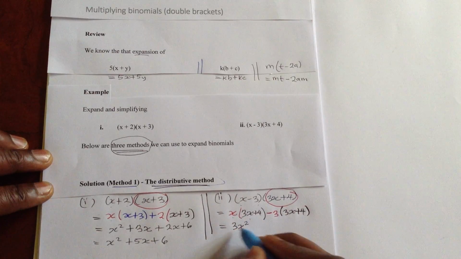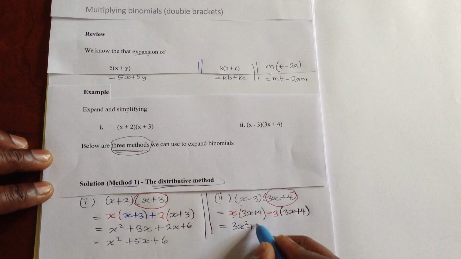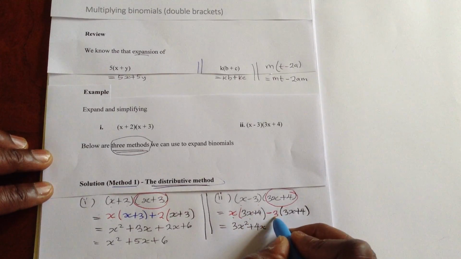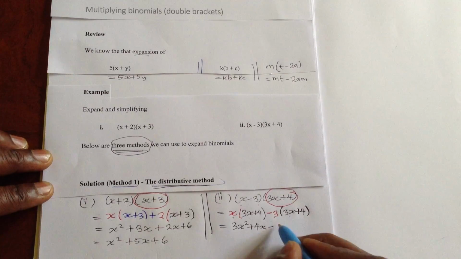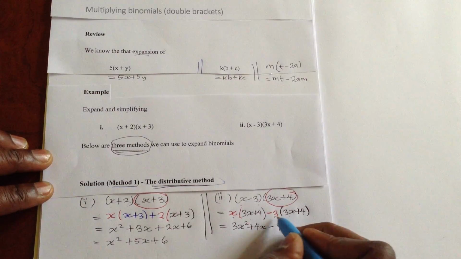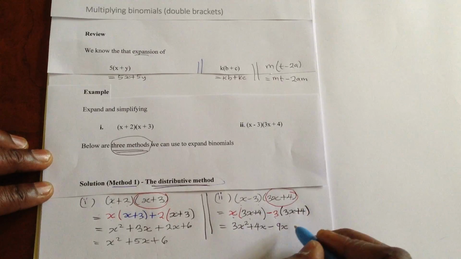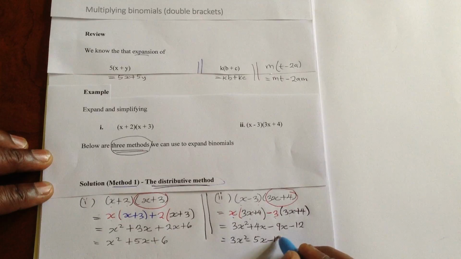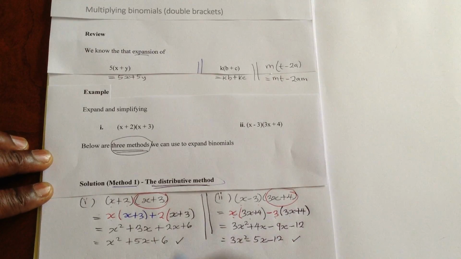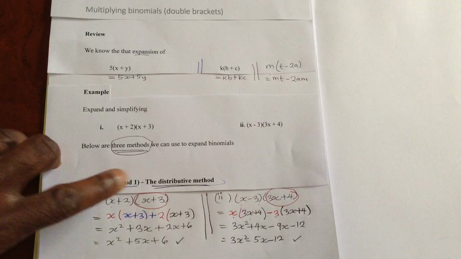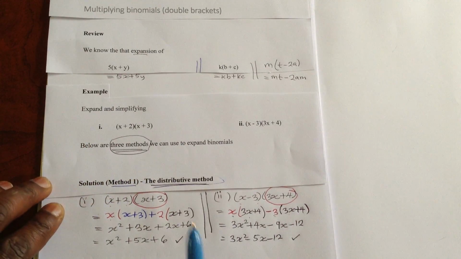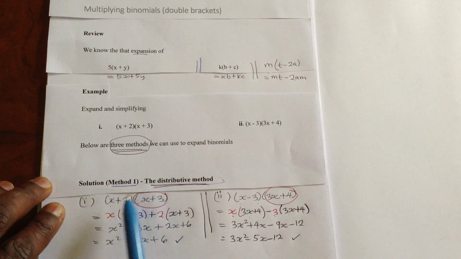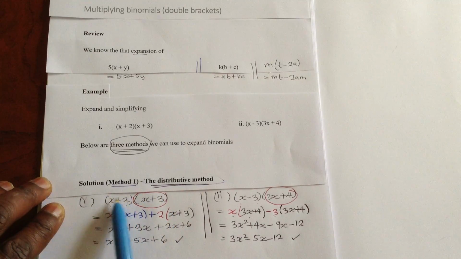x times 3x will give me 3x squared. x times 4 will give me 4x. Minus 3 times 3x will give me minus 9x. And minus 3 times 4 will give me minus 12, which would then simplify to give 3x squared minus 5x minus 12. So that is the distributive method. In summary, all I did is to construct this bracket and multiply this bracket with the 2 terms in the first bracket.